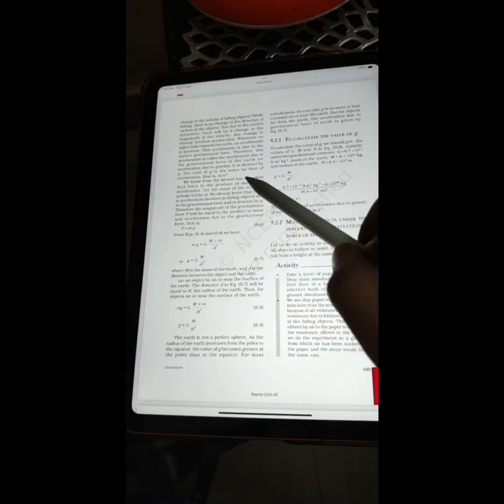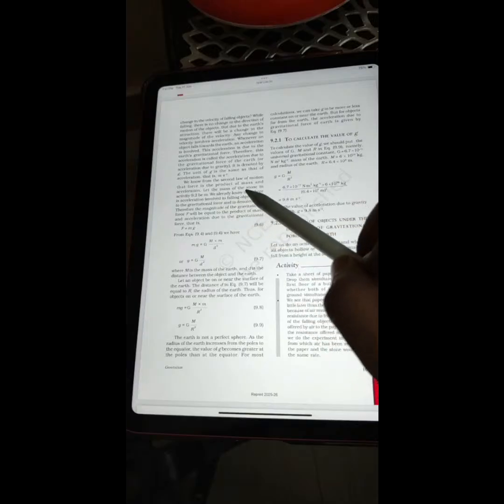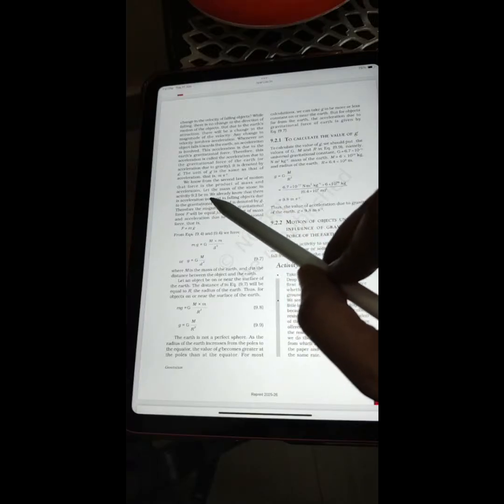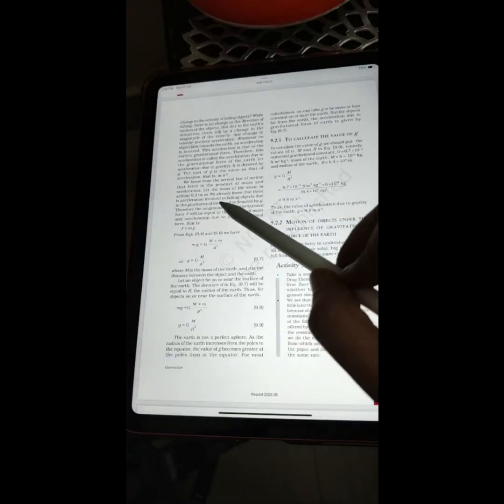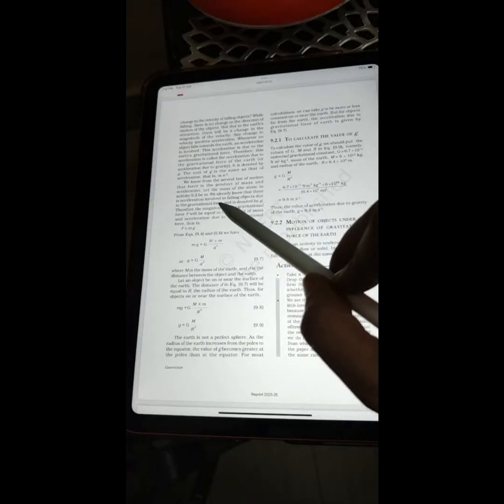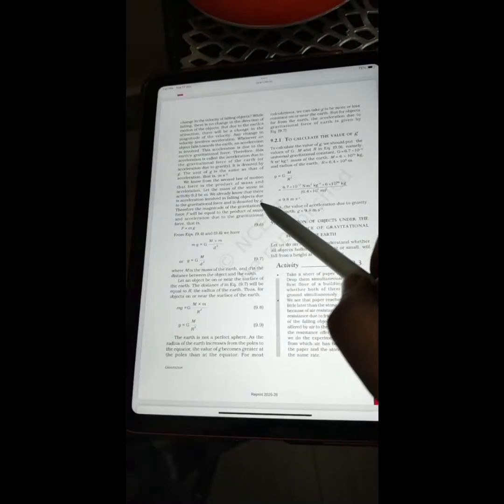We know from the second law of motion that force is the product of mass and acceleration. Let the mass of the stone in activity 9.2 be m. We already know that there is acceleration involved in falling objects due to the gravitational force and it is denoted by small g.